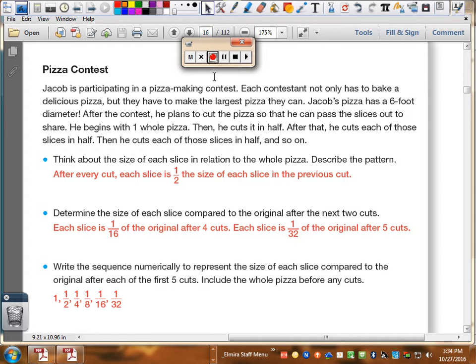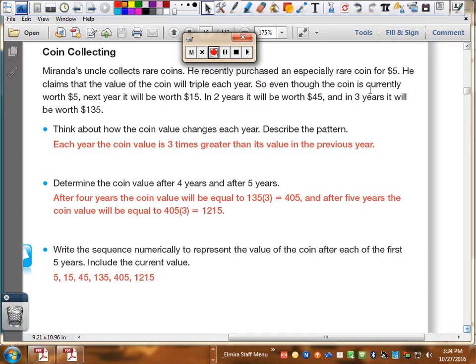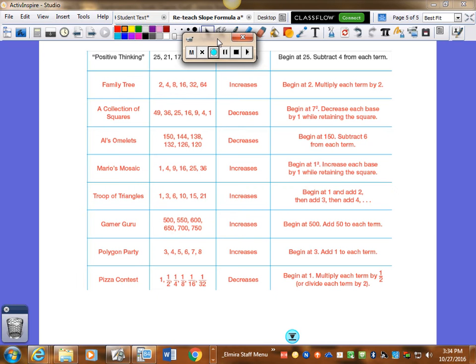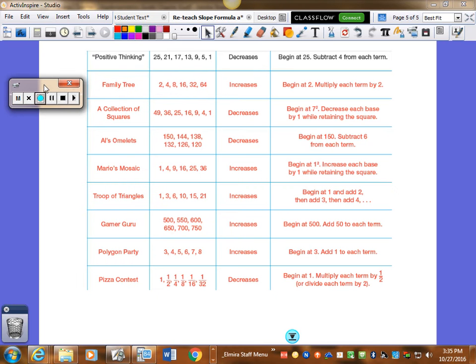Okay, so go ahead and pause it if you need to read this. Then in your textbook there's this chart, and this is going to become important for the next lesson. I'll come back to this chart for my 4-2 video.